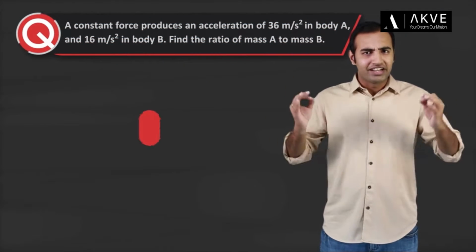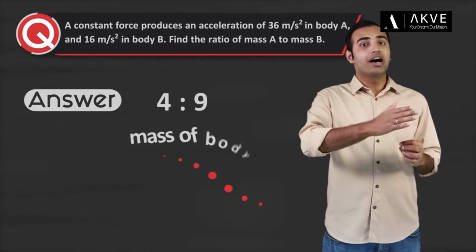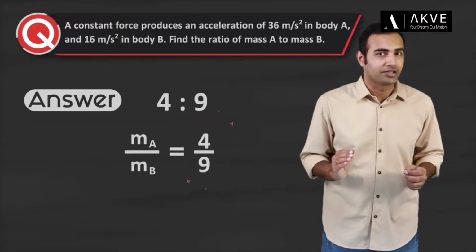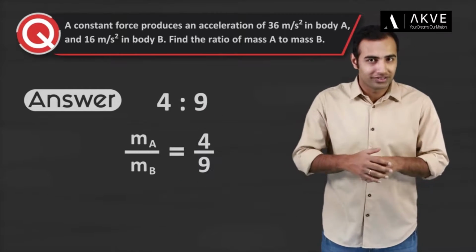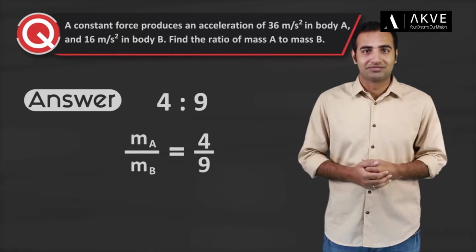Okay guys, so the right answer to this question is 4:9. Or in other words, mass of body A divided by mass of body B is equal to 4/9. Now, I'm sure most of you got your answers correct for this question. But in any case, let's go ahead and see the solution.